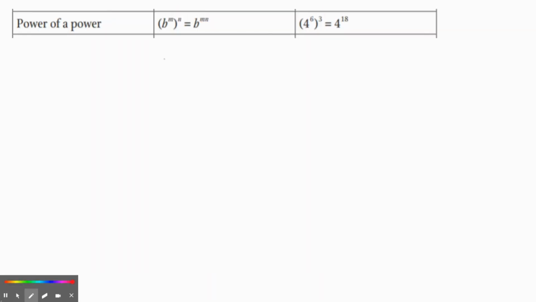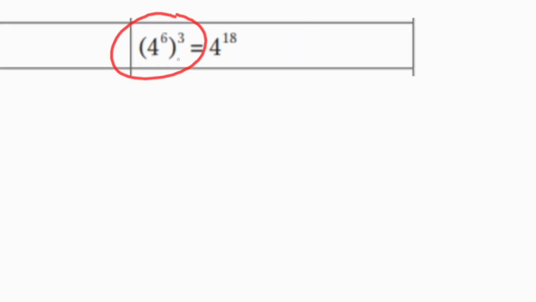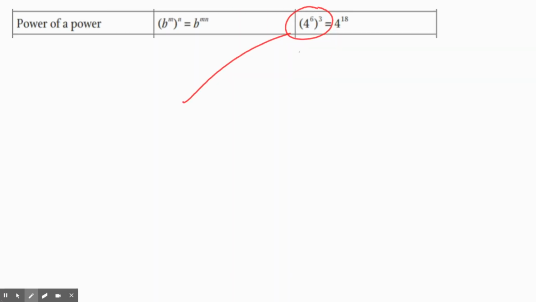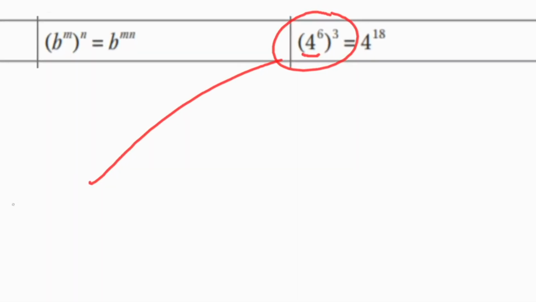The next one is power of a power, and people get this one confused because they think of the other one. These two get often confused. So here we have an example where it's 4 to the 6 raised to the third power. And again, the best way you could possibly keep track of these is to write these out. This is really 4 to the 6th power 3 times.